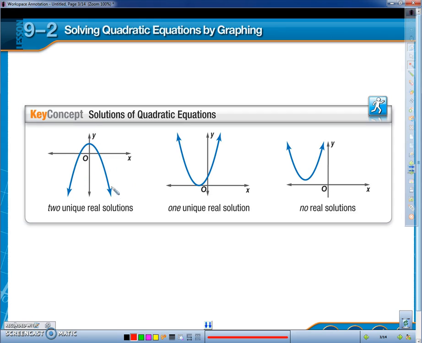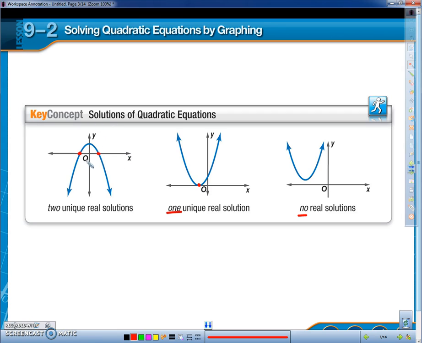The parabola could cross the x-axis. Remember, we're looking at the x-axis right here. It could cross in two places, right there and right there. That's going to be two solutions to that problem. Now, what if it just comes down and barely touches the x-axis in one spot? That's one solution. And if it does not cross the x-axis, there are no solutions.